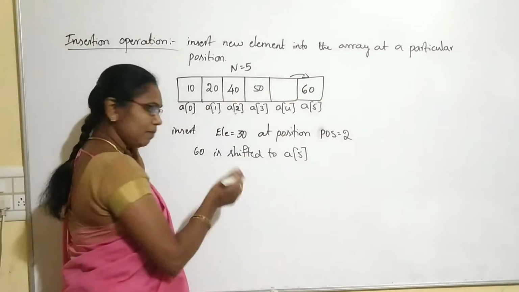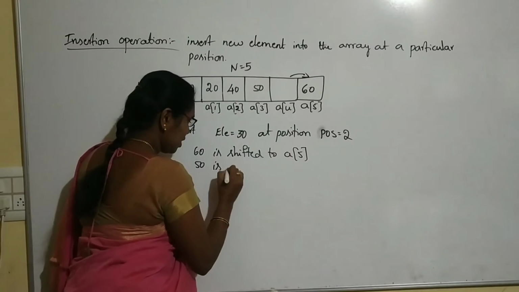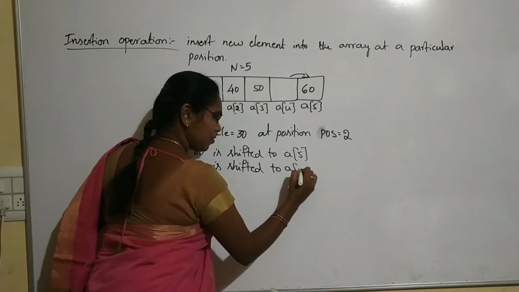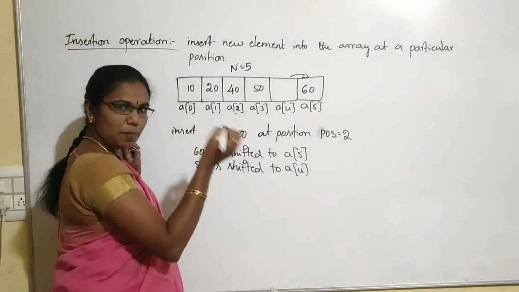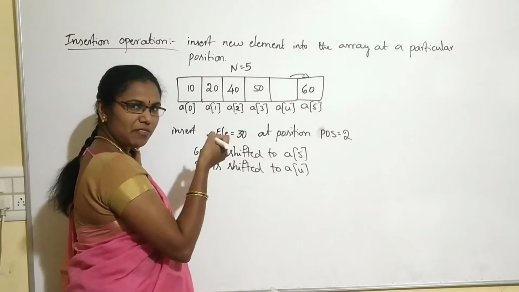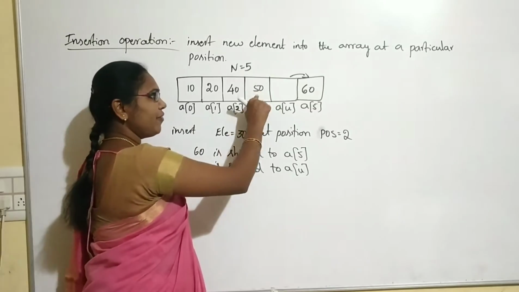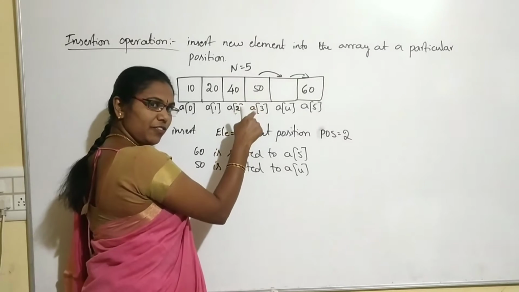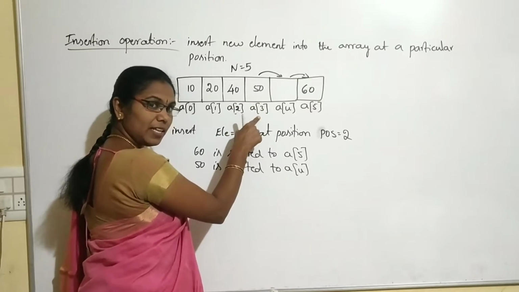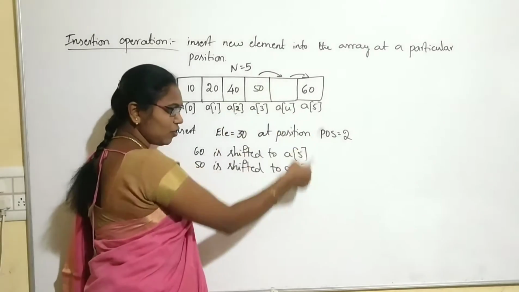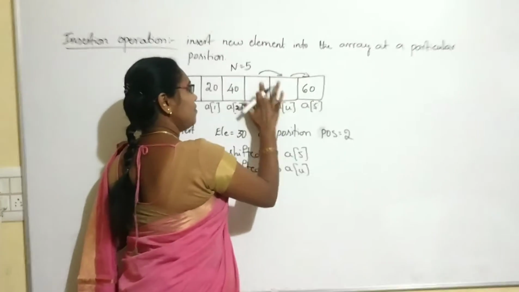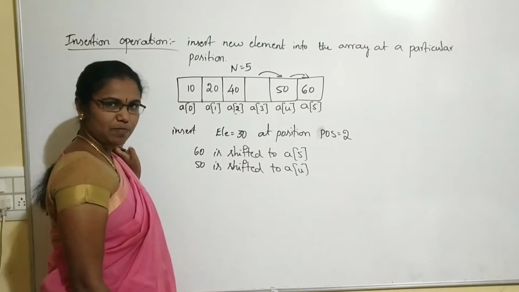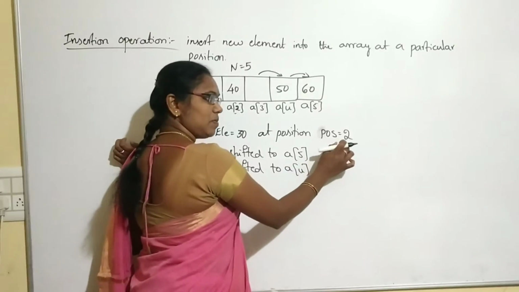Next, what are we doing? The element 50 is shifted to E of 4 position. So the previous element of 60 is 50, and 50 is shifted to the next higher order position. Now 50 is present in E of 3 position. This E of 3 position element we want to shift to E of 4 position. 50 is stored in E of 4. E of 3 position is vacant. But we require position 2.